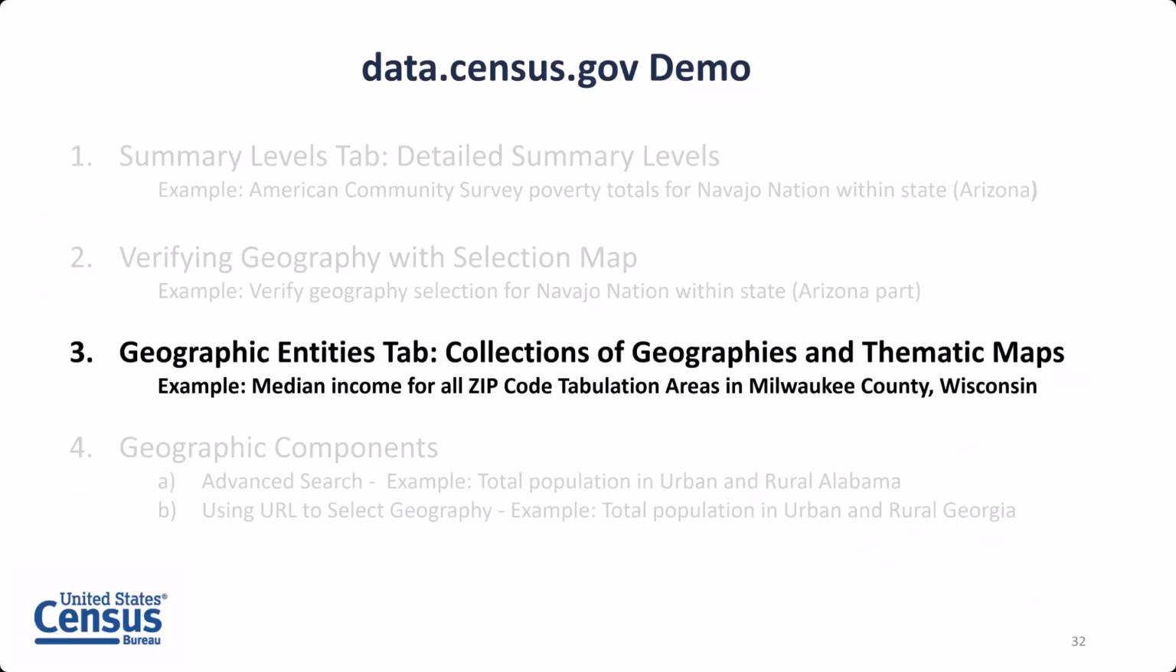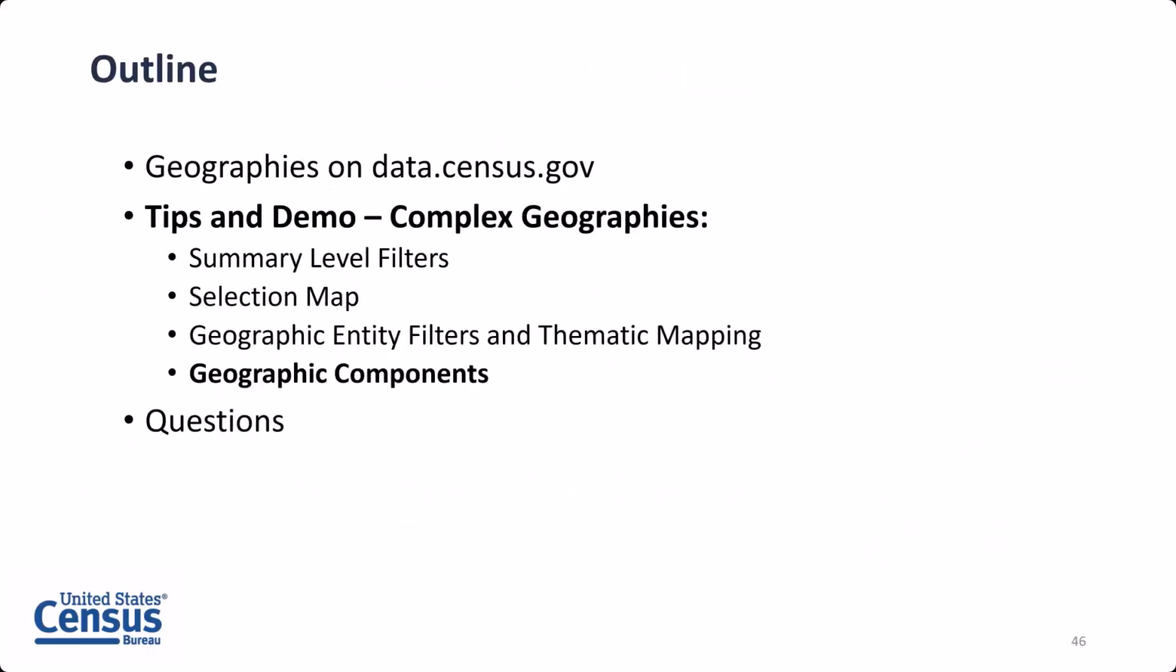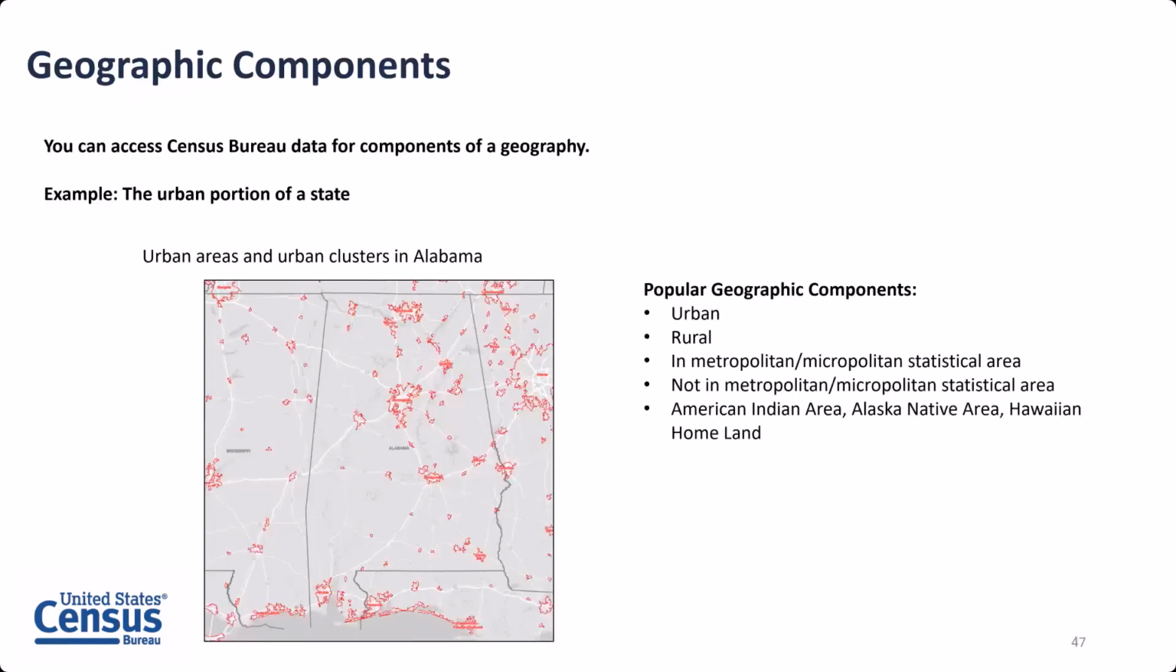Now that we've talked about how to make use of the mapping as well as the summary level and geographic entity filter pathways, I also wanted to show you how to select geographic components. Before that, I'll explain really quickly what geographic components are. They are adding up all of the data for individual geographies into one number that meet a certain criteria. So in this screenshot, in red, I'm showing all of the urban areas within Alabama.